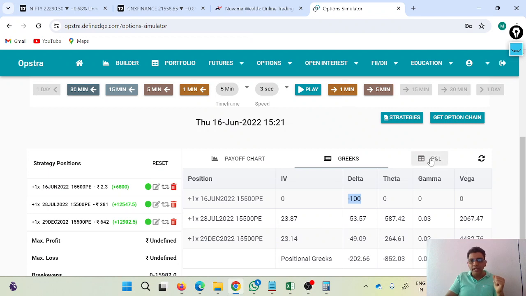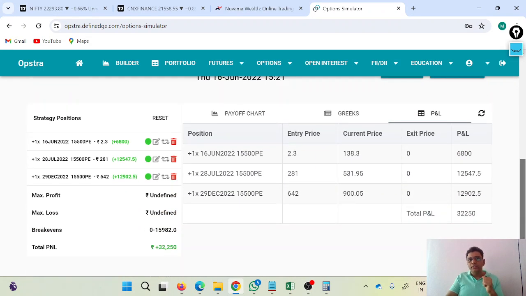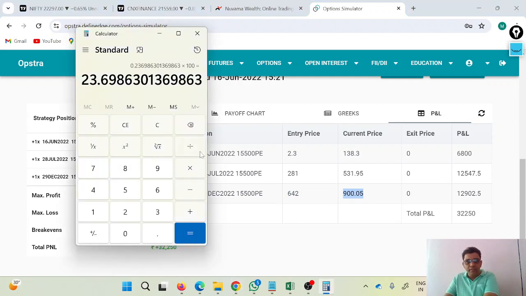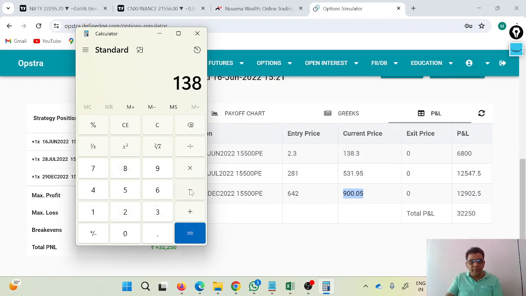So see how the delta is changing for the current week. And again, if you check the profit and loss, the option which I had bought at 2 rupees has shot up to 138, and this option from 281 to 531 and 642 to 900 rupees. Now if you check properly how much this has increased, that is 138, I will take a round figure, minus 2.3, divided by 2.3, multiplied by 100. So how much percentage has it increased? It has increased by 5,900 percent.